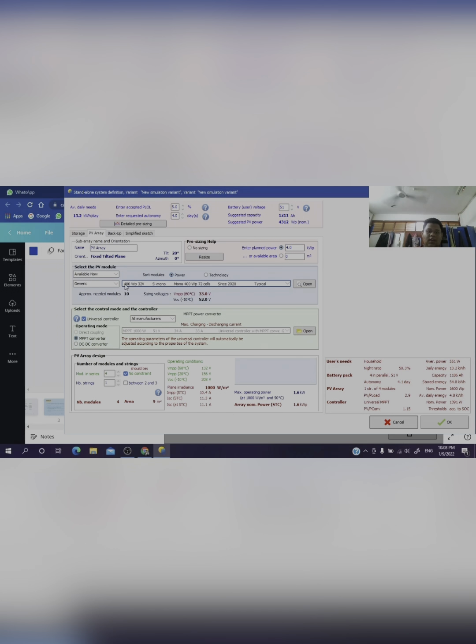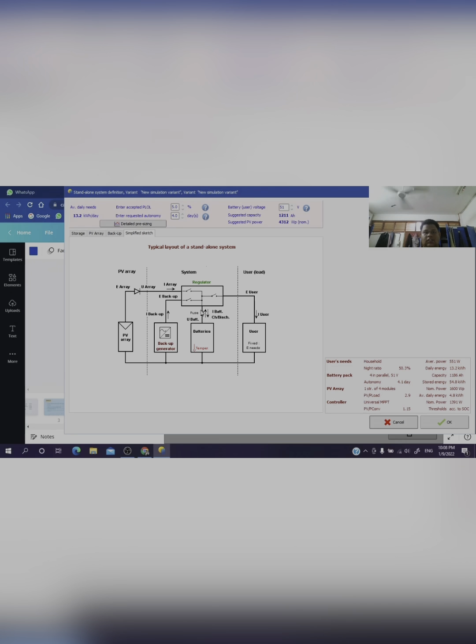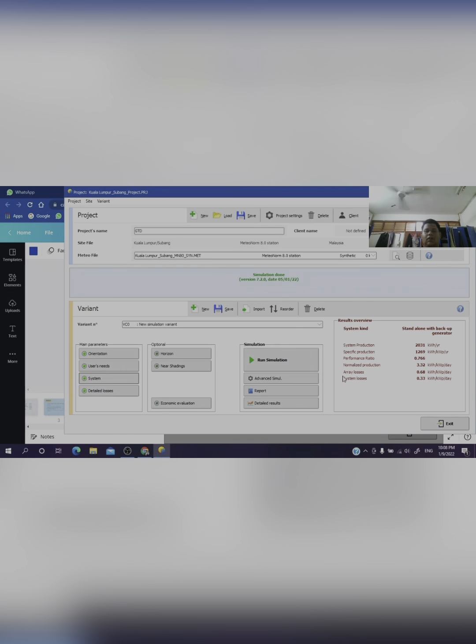For the PV array, the generic is 400 watt power and 32 volt. We're using a mono. For the inverter, we use an MPPT converter, and the array design is 4 in series, 1 in the string, so 1 in parallel. Here for the backup generator, we are using 1.5 kilowatt. This is a simple sketch. So next we're going to simulate.